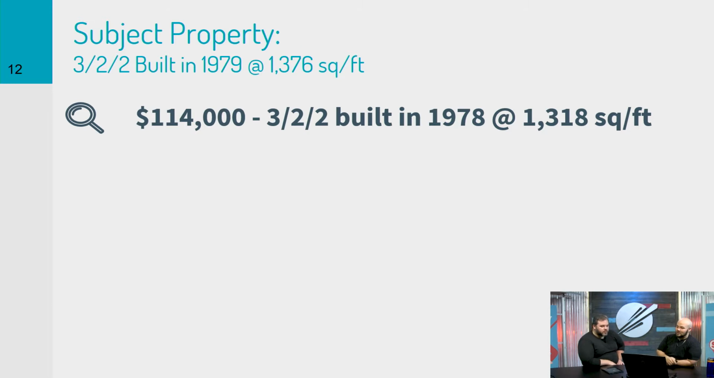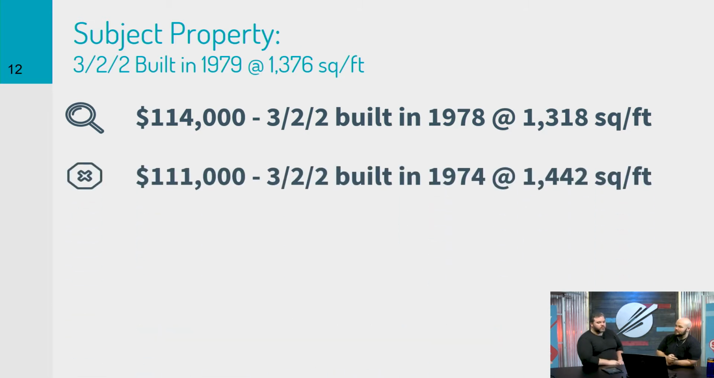So number one looks like a very comparable property. Number two, we're looking at this one as well. $111,000, 3-2-2, built in 1974, 1,442 square feet. So it's a little bigger, obviously about 5 years older. I'm still okay with that.